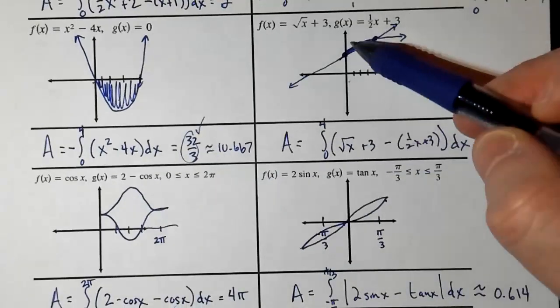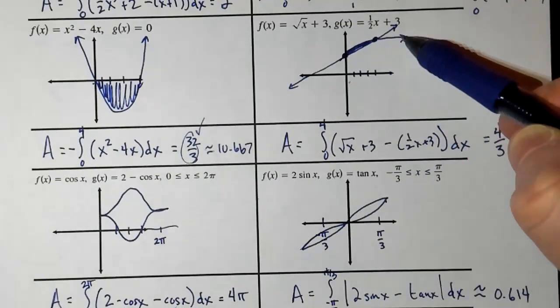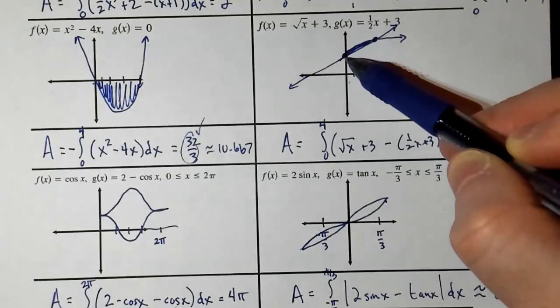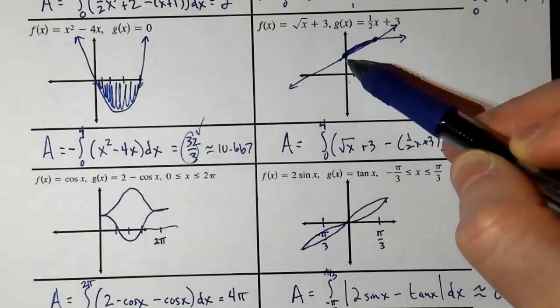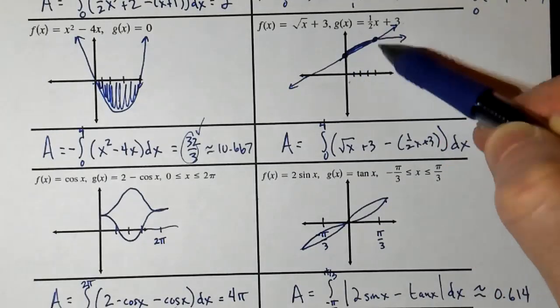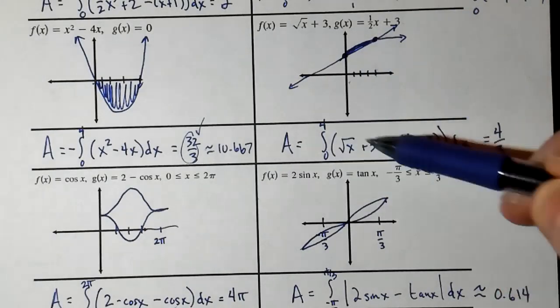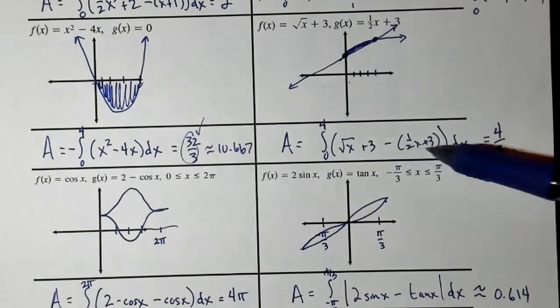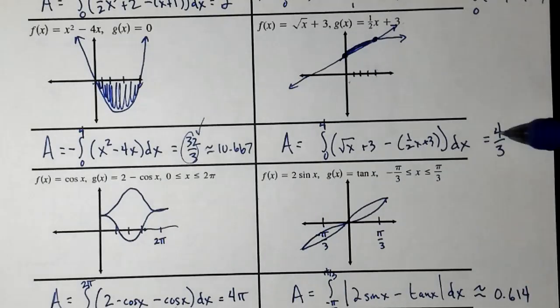Over here, we have our square root of x plus 3, and then we got our linear 1/2 x plus 3. So when we look at our boundaries here, we're going to go from 0, and this is actually 4. So 0 to 4, top function is going to be your square root. Bottom function is your linear. Plug it in your calculator, you get 4 thirds.